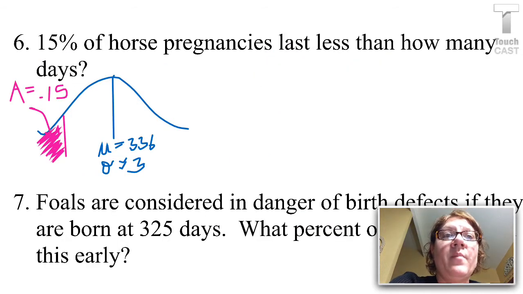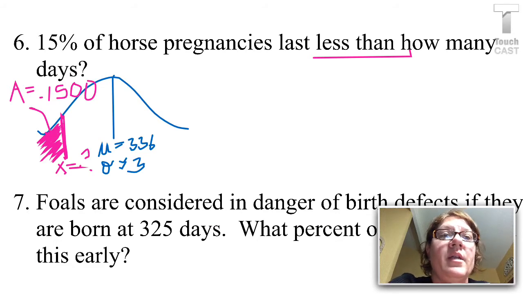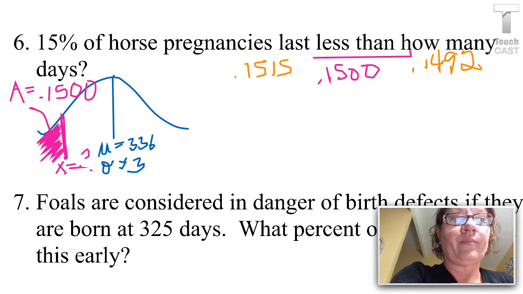So again, I've drawn my bell. This time 15% lasts less than a certain number of days. So here's 15% are less than whatever this line is. So I got to figure out what's the x for that line. And again, I can go look up 1500 in the table to get the z-score. I'm just going to take a wild guess that it's between two numbers, but go look it up.